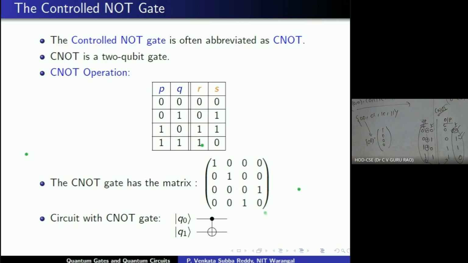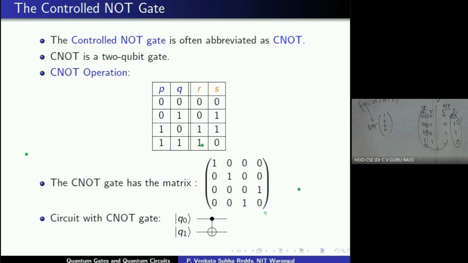This is the control, this is the target. What does this control say? If I am 1, then only you change my target. It is 2 qubits. Why? This is 1 qubit, this is the second qubit. No, 2 qubits are mentioned. X and H are only single-qubit gates. That's why only one line is there, no input. Is the difference clear? Okay.